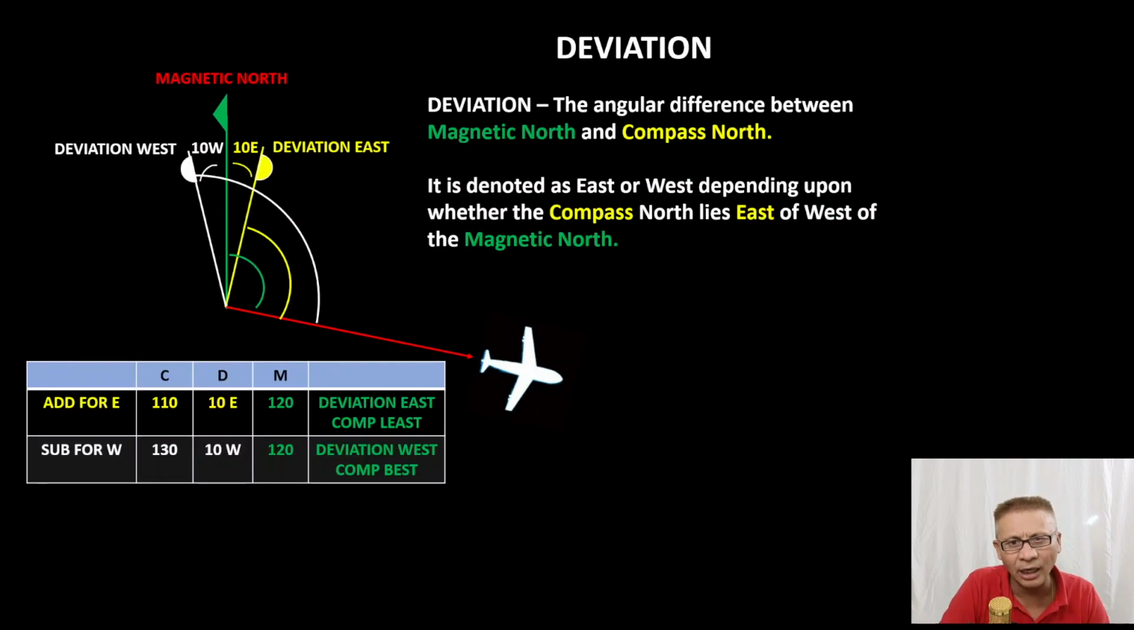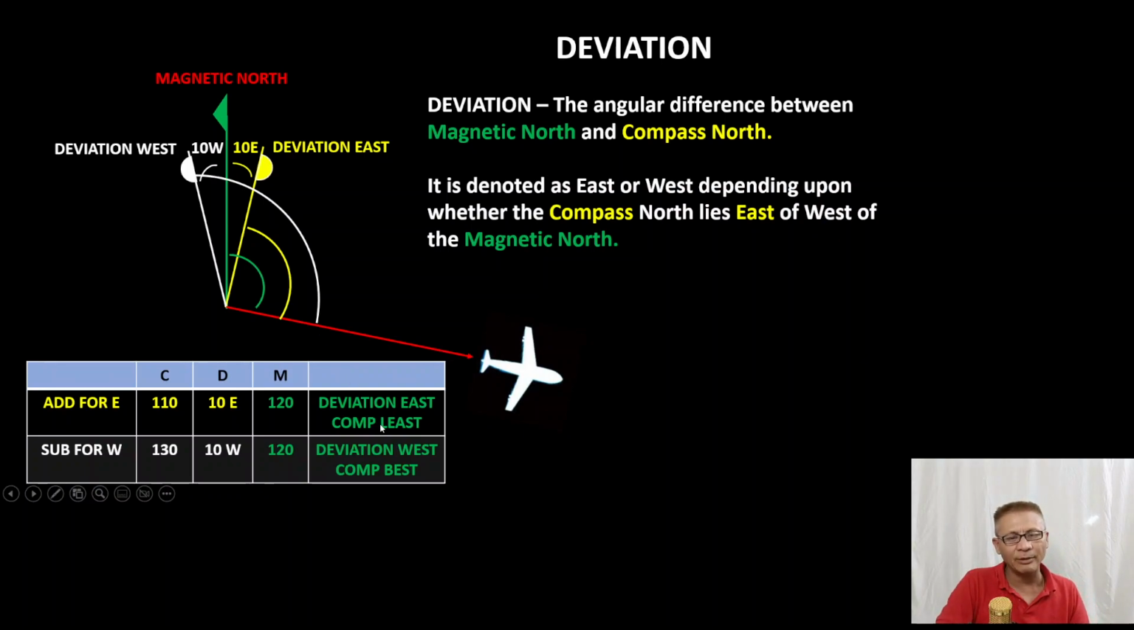Similarly, we have talked about the compass north. There can be a difference between the compass north and the magnetic north. This angular difference between the magnetic north and the compass north is known as the deviation. Like the variation, this deviation can also be annotated either east or west, depending upon whether the compass north lies east of the magnetic north or west of the magnetic north.